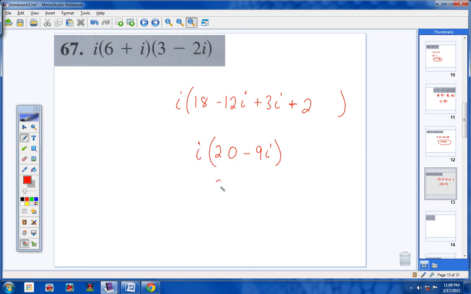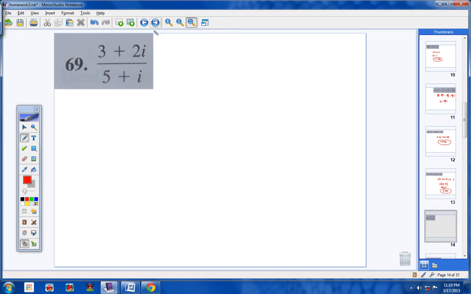i times 20 would be 20i. And i times negative 9i is negative 9i squared. Now, we know that i squared is really a negative 1. And negative 9 times negative 1 is a positive 9. So write this in standard form. Your real number comes first, and your imaginary number comes second. And there we go. Alright, moving on to number 69.